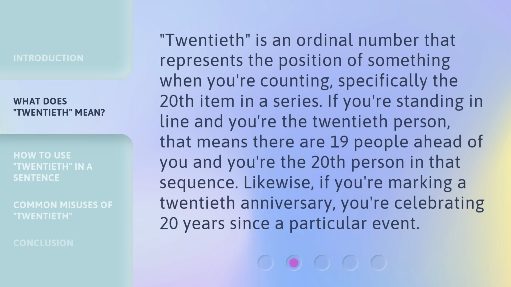20th is an ordinal number that represents the position of something when you're counting, specifically the 20th item in a series. If you're standing in line and you're the 20th person, that means there are 19 people ahead of you and you're the 20th person in that sequence. Likewise, if you're marking a 20th anniversary, you're celebrating 20 years since a particular event.